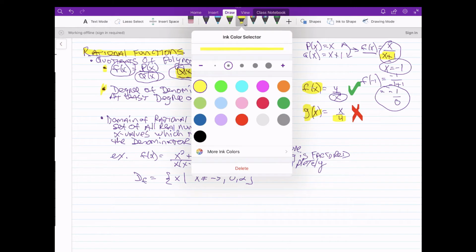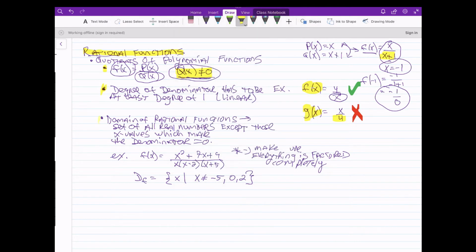The very last example, or the last bullet I have over here, is going to deal with domain. And domain is an important concept to be aware of in any function, but especially with rational functions. All right. So it says the domain of rational functions is the set of all real numbers except those x values which make the denominator equal to 0. So our domain is all the x values that we can substitute into the function except those which make our denominator equal to 0. All right.